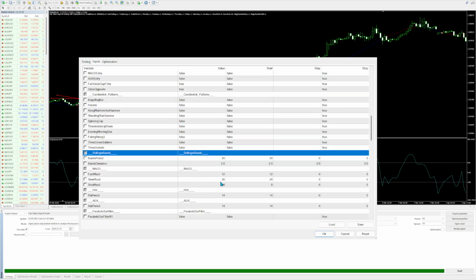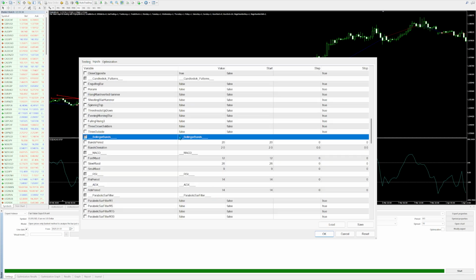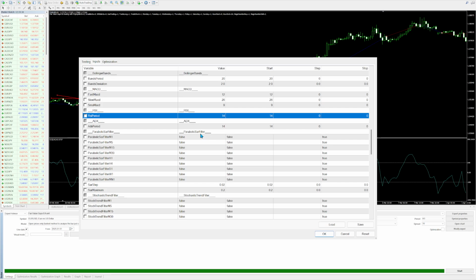Bollinger Bands. So these are the settings for the indicators, the ones that we just mentioned here. You can adjust the settings. These are just the defaults, but you can change them to anything you feel comfortable with, or if you want to experiment, perhaps with an optimization, you can do so.